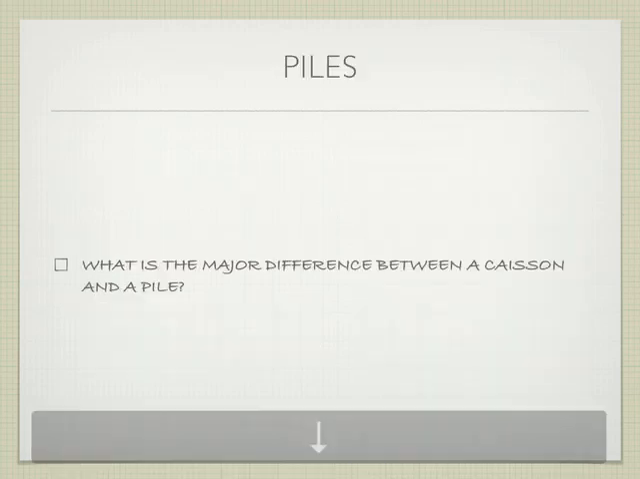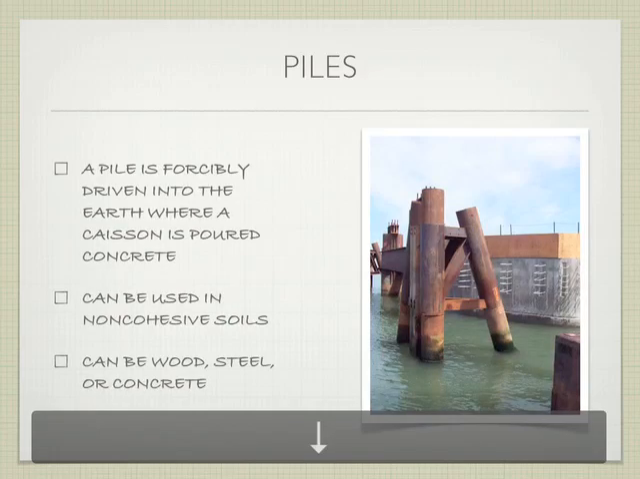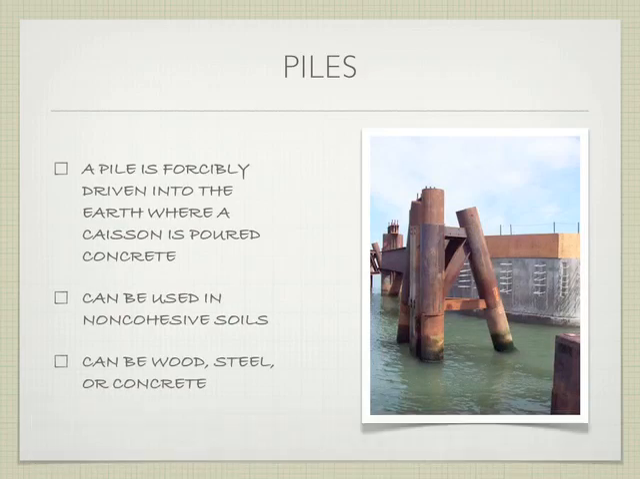Okay. So what's the major difference between a caisson and a pile? Pile is driven. Exactly. Okay? So a pile is forcibly driven into the earth, right? A caisson is drilled and then poured with concrete.